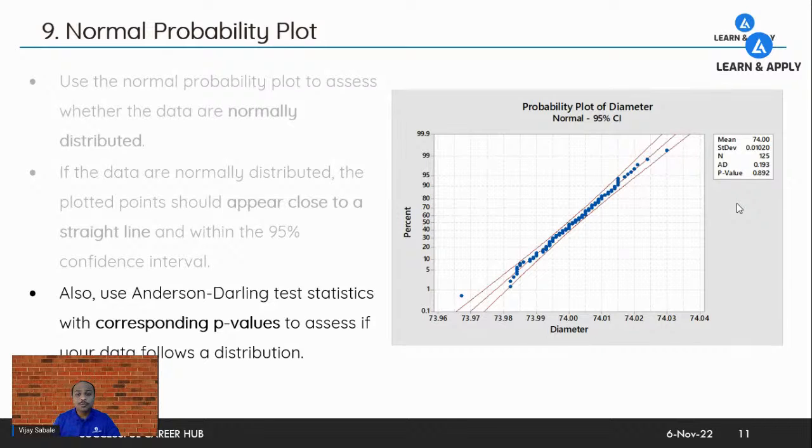In that case, to check whether our data is following the normal distribution or not, the normal probability plot is very important. Another important point is that many of the tools use the assumption of normality. That means if you want to use that tool, we must have normal data. So if you want to check whether the data is following the normal distribution or not, you need to use the normal probability plot before that.